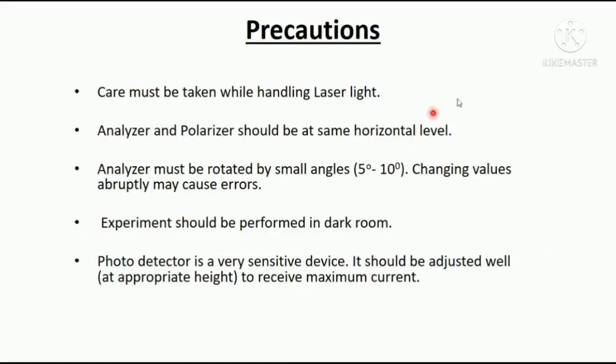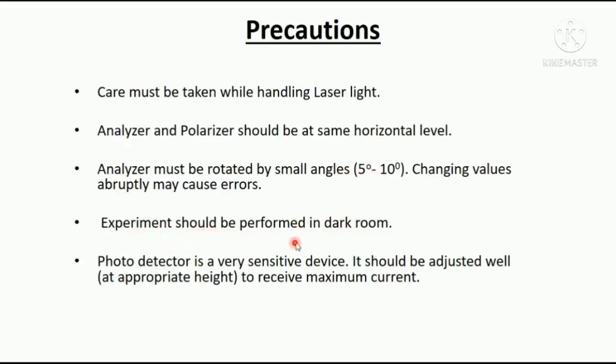Now let us see what precautions we have to take while performing the experiment. The first thing is that the laser light should be handled with utmost care. The analyzer, polarizer, laser and detector should all be at the same horizontal level and along the same axis to get the appropriate readings. Then the analyzer should be rotated by very small angles so that we get a proper shape of the graph.